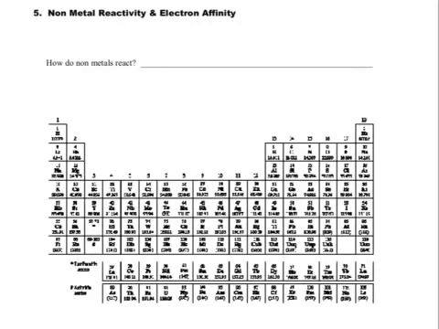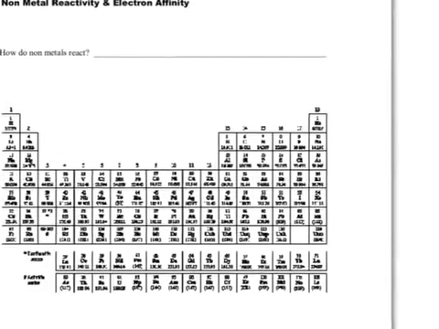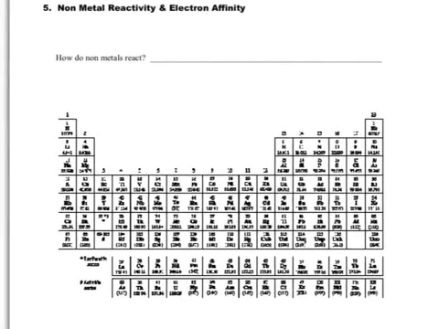Today we're talking about nonmetal reactivity and electron affinity and their trends on the periodic table. The day before we talked about metal reactivity, and we said that metals react by losing electrons. Today we're talking about nonmetals, and nonmetals are on the right side of the periodic table. They're to the right of the staircase.